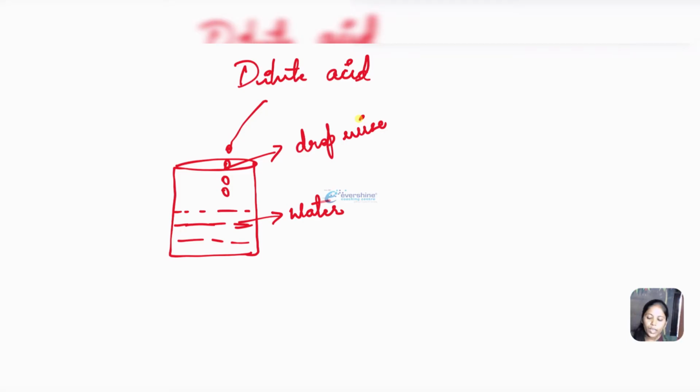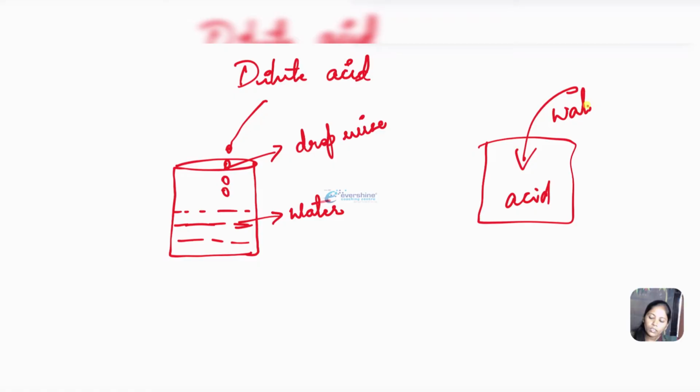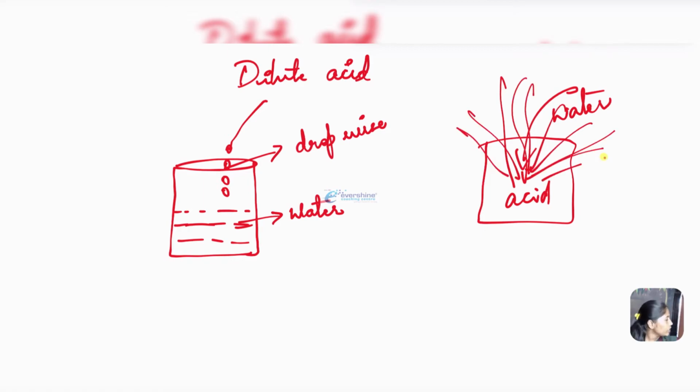What happens if you add water directly to acid? If you mix, what happens? Yeah, it will splash out. It will cause some accidental fire. It will react more vigorously.